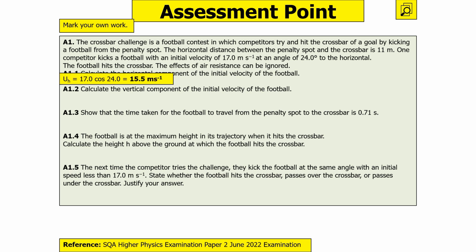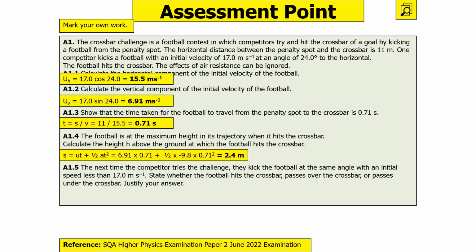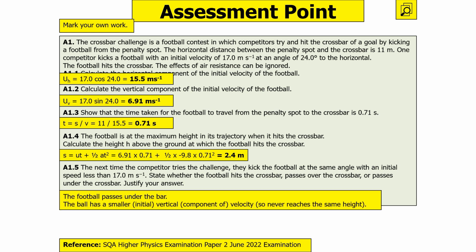Right, in this first one, horizontal component is going to be 17 cos 24, so it's 15.5 metres per second. Vertical, 17 sin 24, 6.91 metres per second. The time is the distance over the velocity, and we're doing the horizontal one here, so it's 11 over 15.5, 0.71 seconds. The height, we can use s equals ut plus a half at squared. Remember, it's minus 9.81 as we're going upwards and gravity is downwards, so you get 2.4 metres. Now, in the last question, the football will pass under the bar because there's a smaller vertical velocity, so it will not reach the same height.